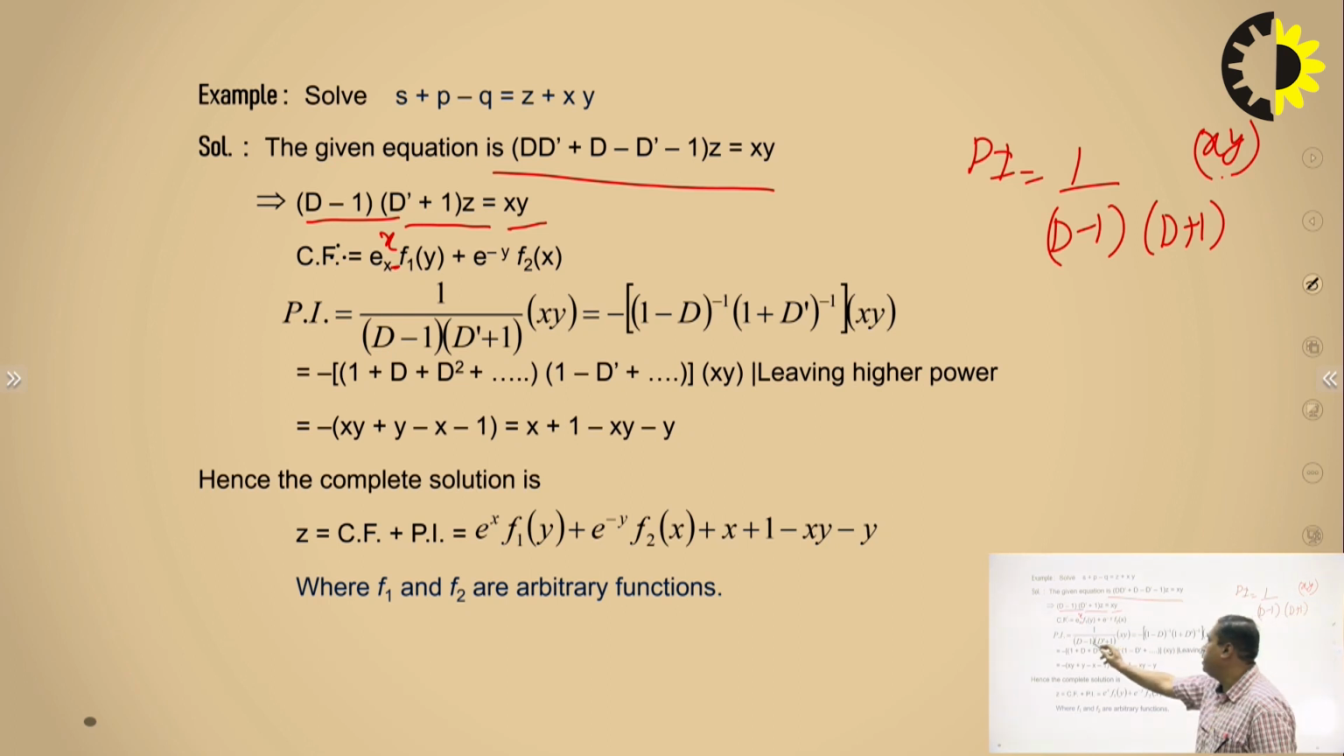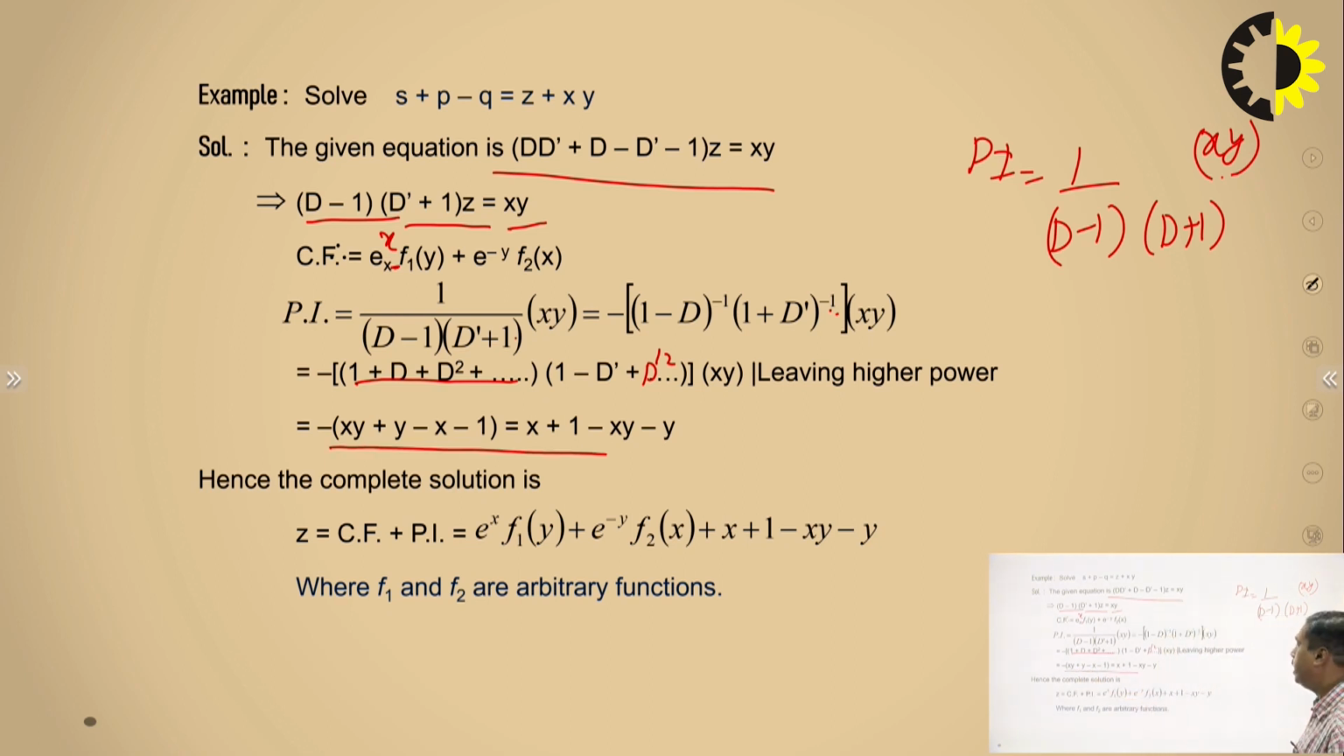We take minus 1 as common, and write it as minus (1 minus D) to the power minus 1, (1 plus D') to the power minus 1 into xy. And expand by binomial: 1 plus D, D squared, 1 minus D', D' squared, and so on, into xy. On multiplication, the D squared and D' squared terms are not applicable, so we write only 1 and D'. The equation becomes minus xy plus y minus x minus 1, and putting the minus sign in, we get x plus 1 minus xy minus y.